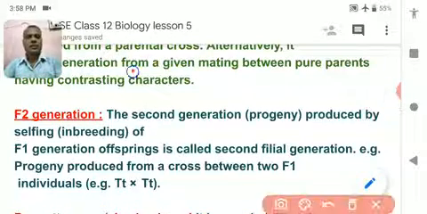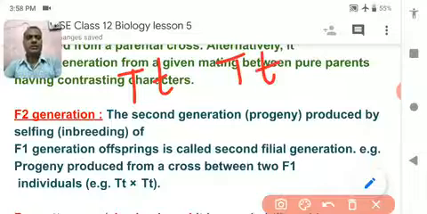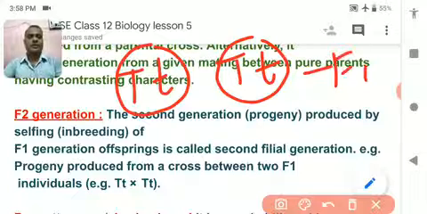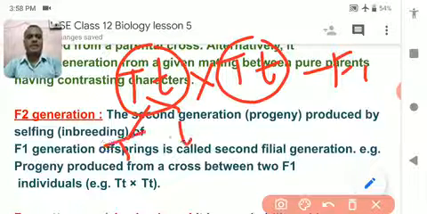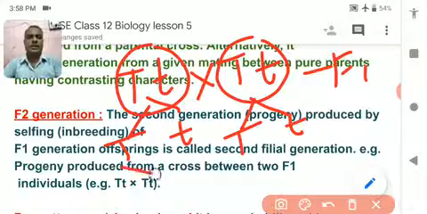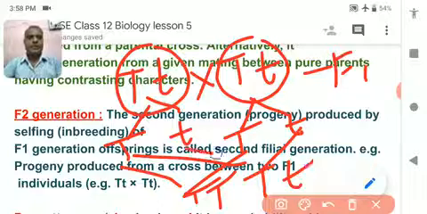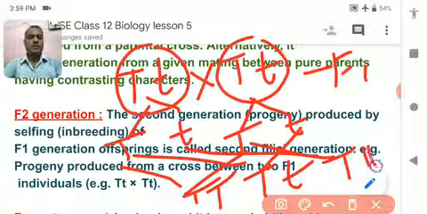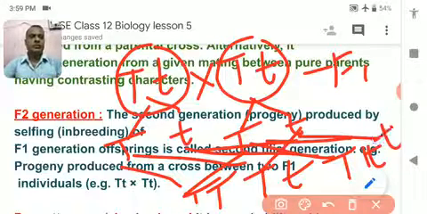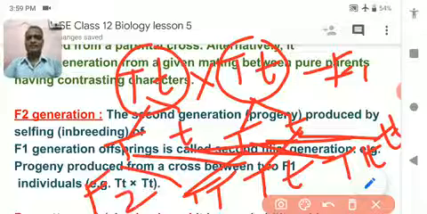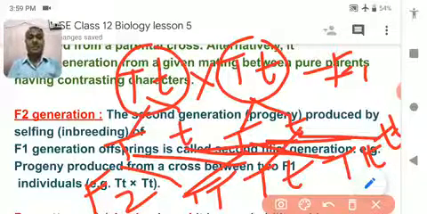Now the offspring produced during the F1 generation are again crossed. I am writing the offspring of the F1 generation. These F1 generation organisms are again allowed to self-pollinate. They are going to cross each other again, and the offspring produced are capital T small t, again capital T small t, again small t small t. So the offspring produced after crossing of the offspring of the F1 generation are called the F2 generation. I think understood. The next generation of the F1 generation is called the F2 generation.